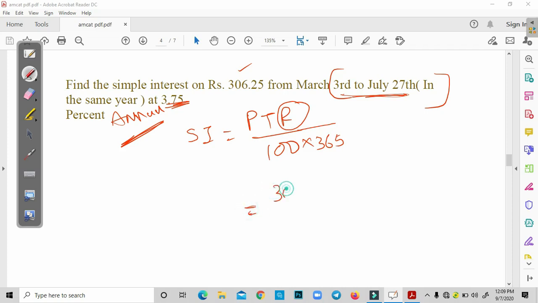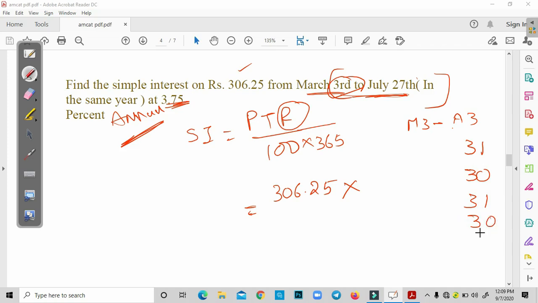Now P is 306.25. Now the time period. How many days are there from March 3rd to July 27th? March 3rd to April 3rd, 31. April to May, 30. May to June, 31. June to July, 30. And July to July 27. So 3rd to 27, it will be 24 days. So 6, 7, 8.